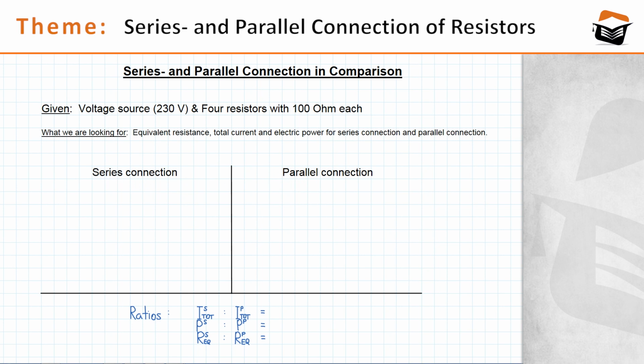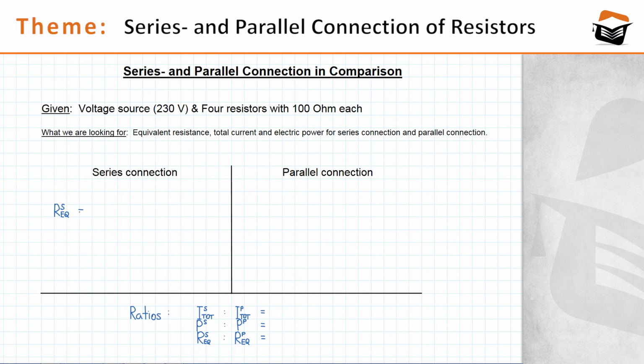So let us begin with the equivalent resistance. I'm going to label the equivalent resistance as R subscript EQ and superscript S, which stands for series connection. And in this regard, when I say the equivalent resistance or the total resistance, I mean the same thing. So don't be confused by me switching between naming this the equivalent resistance and the total resistance. They're all the same thing.